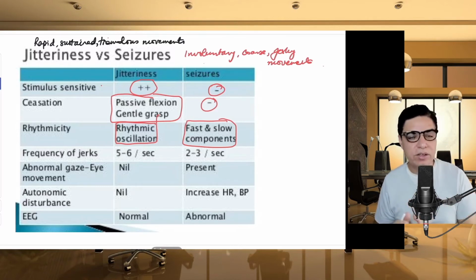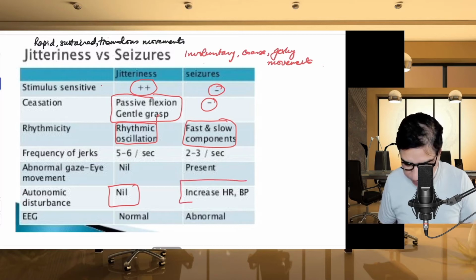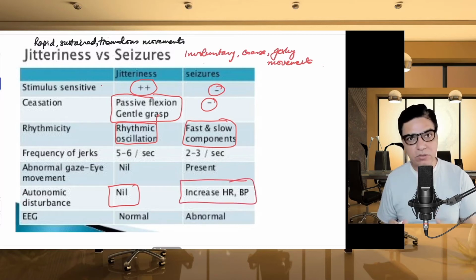They never happen in case of jitteriness. So remember, there are no autonomic disturbances in case of jitteriness, while there would always be some form of autonomic changes in case of seizures.